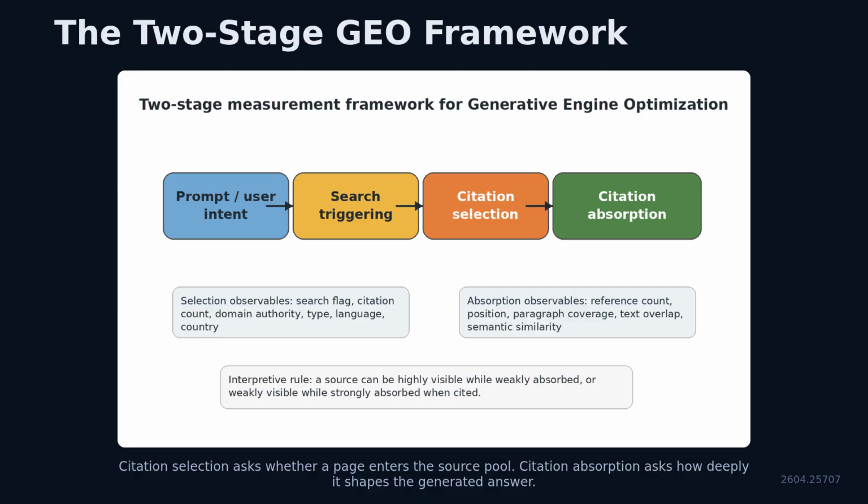The framework proposed here breaks the problem into two stages. The first is citation selection, whether a platform even triggers a search and chooses your page as a source. The second is citation absorption, whether your page's language, evidence, and structure actually flow into the generated answer. On screen, you can see this pipeline. A prompt enters, the engine searches and selects sources, then those sources are absorbed to varying degrees into the final response. Understanding both stages is essential.